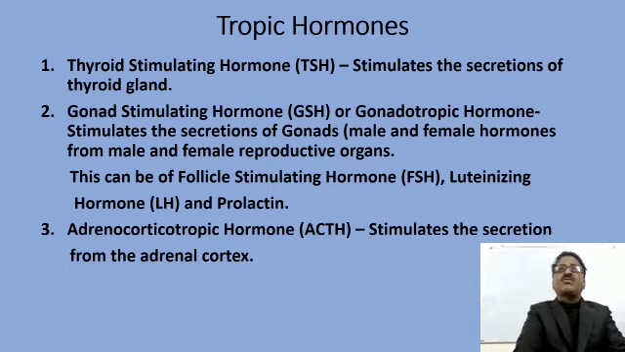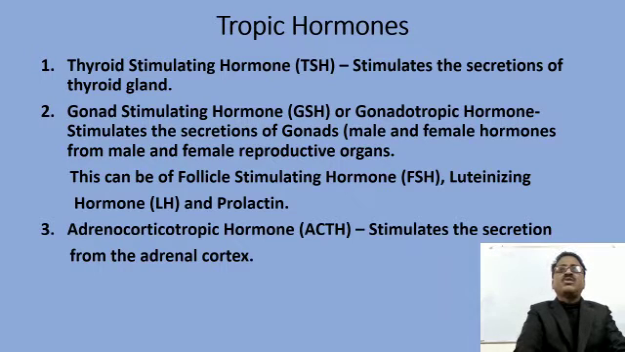One of the tropic hormones is the thyroid stimulating hormone. It can be said in short TSH. It stimulates the secretions of the thyroid gland. Another one is gonad stimulating hormone. It can be said in short GSH, or it can also be called gonadotropic hormone. These hormones stimulate the secretions of gonads, that means male and female hormones from male and female reproductive organs.